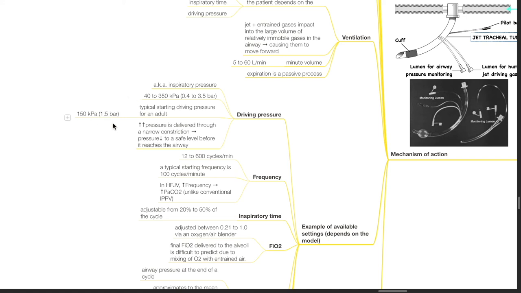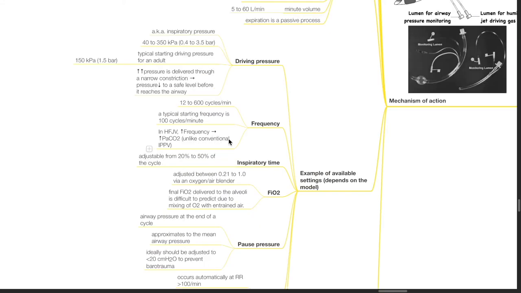High pressure is delivered through a narrow constriction, and this reduces the pressure to a safe level before it reaches the airway. Frequency is 12 to 600 cycles per minute. A typical starting frequency is 100 cycles per minute. In high-frequency jet ventilation, higher frequency results in higher PaCO2, which is the opposite of conventional positive pressure ventilation. Inspiratory time is adjustable from 20 to 50% of the cycle.